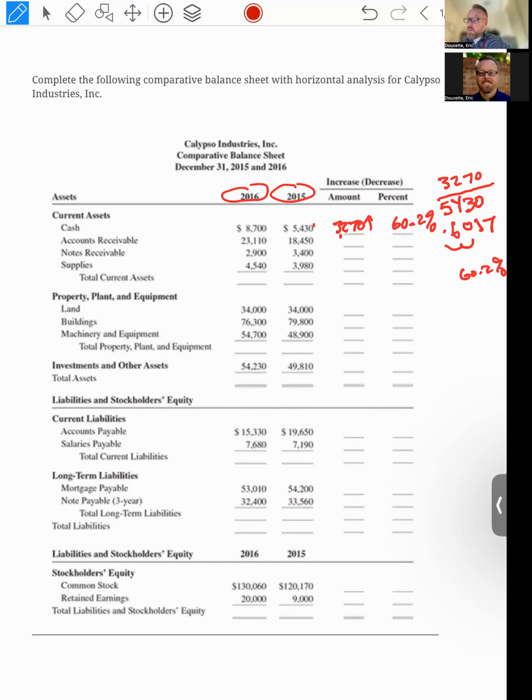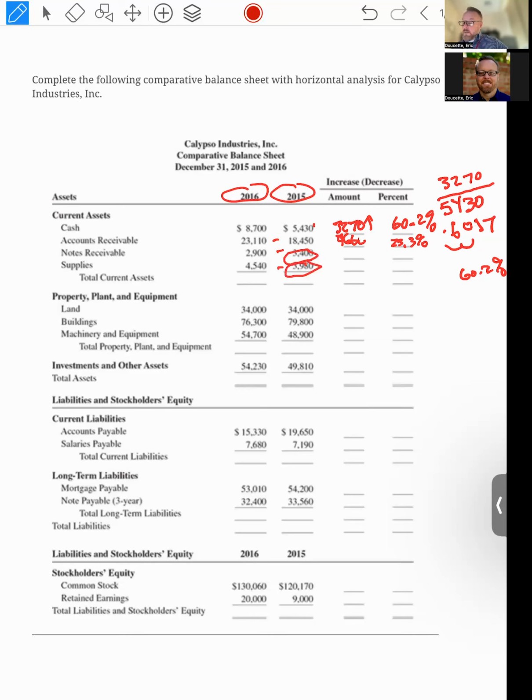And I would do the same thing all the way down. I would find the difference between these two. Get the difference. So the next one is 4660, and that comes out to a 25.3% difference between 2015 and 2016. So again, you're just finding the difference, and then you're dividing the difference by the original amount. In this case, the original amount is always 2015, all the way down.